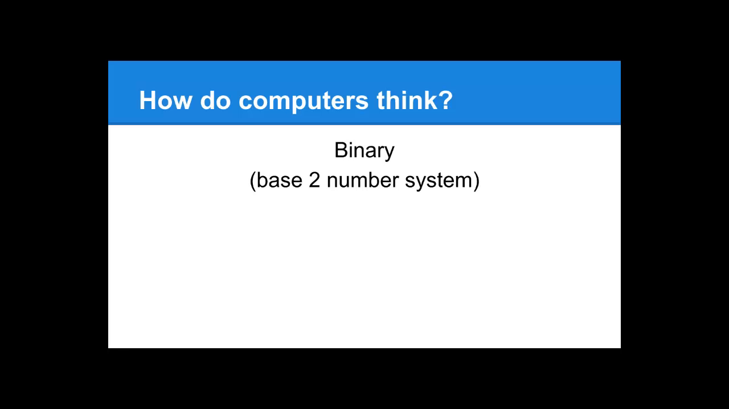The way it transfers data through itself is through a language called binary. Really, it's a base number system, and it's called the base 2 number system. And we'll get to the base number systems in the next slide. But first, let me just talk a bit about binary.